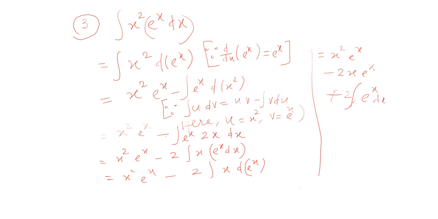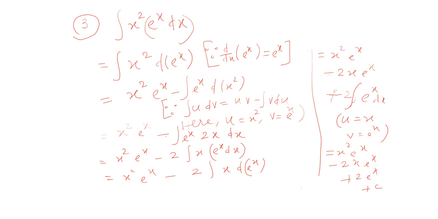Here, I'll just recall the formula. What is my u? What is my v? I'll write: u is x and v is nothing but e power x. Therefore, simplification of which will automatically give you x square e power x minus 2x e power x plus 2 e power x plus c as the final answer. x square e power x minus 2x e power x plus 2 e power x will be the final answer.